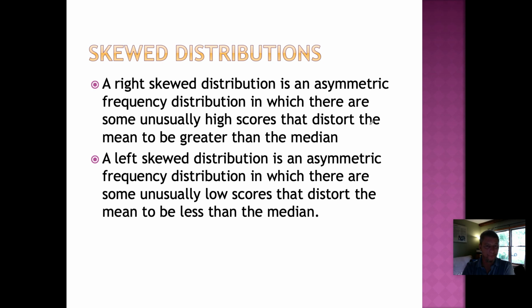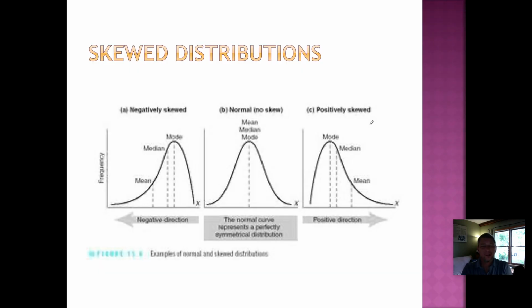Now, that's all fine and good. I'll let you write down the words here. But if it's skewed to the right, you've got a couple of unusually high scores. If it's skewed to the left, you've got a couple of unusually low scores. Now, a picture is worth 1,000 words, and so here we are. Let's start with the graph in the middle. That is the normal distribution. In this case, the mean, the median, and the mode are all the same, and that's what makes it a normal distribution. It's a perfectly symmetrical and balanced distribution.